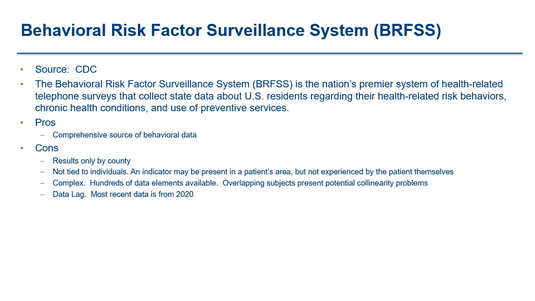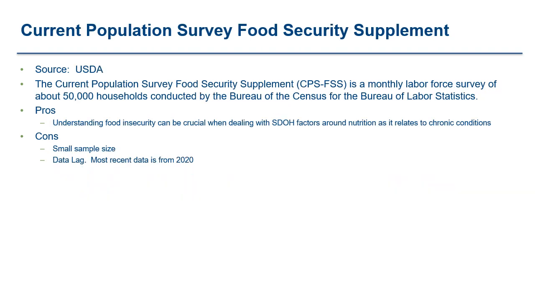But on this one, the granularity is even lower than some of the others, where the results are only available by county, and again, it's not tied to individuals. If zip code information isn't granular enough, then county information is even less so. So there are definitely issues with that.